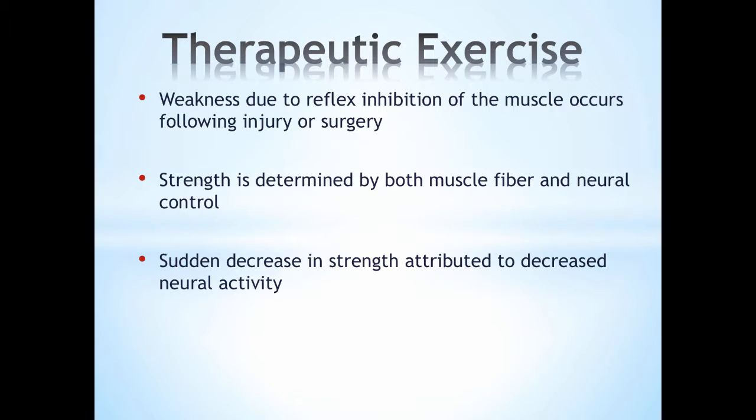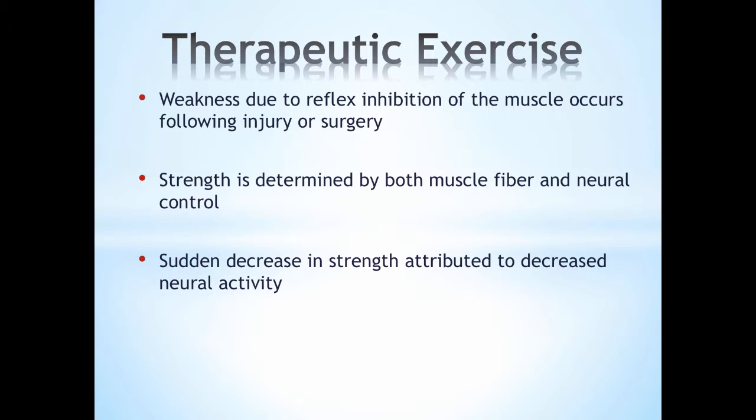So with our therapeutic exercise, we may have weakness that's due to reflex inhibition. So reflex inhibition occurs following an injury or after a surgery. So what happens there is that the muscle won't do its job because it says, if I do my job, it's going to hurt. And so I'm not going to do it. So you'll sit there and you'll tell that quadriceps to fire, and it won't do anything. So we have to reconnect the brain to the muscle, because the muscle quickly then forgets what it's supposed to do.